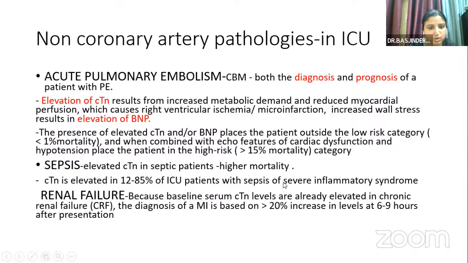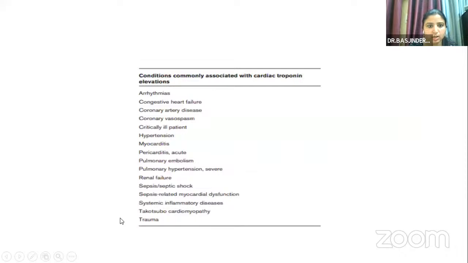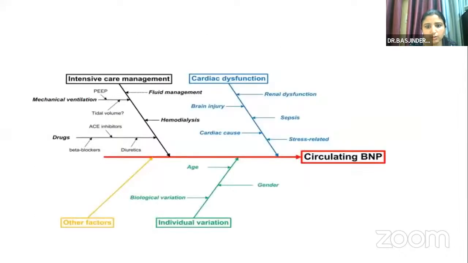There are various pathologies which have been proposed for this elevation, and ultimately it's a global systolic dysfunction of the heart, the left heart. In renal failure, because baseline cardiac troponin levels are already elevated in chronic renal failure, the diagnosis of MI is based on more than 20% increase in levels at 6 to 9 hours from presentation. So a little higher range is accepted. We should keep this in mind. That was regarding cardiac troponins.